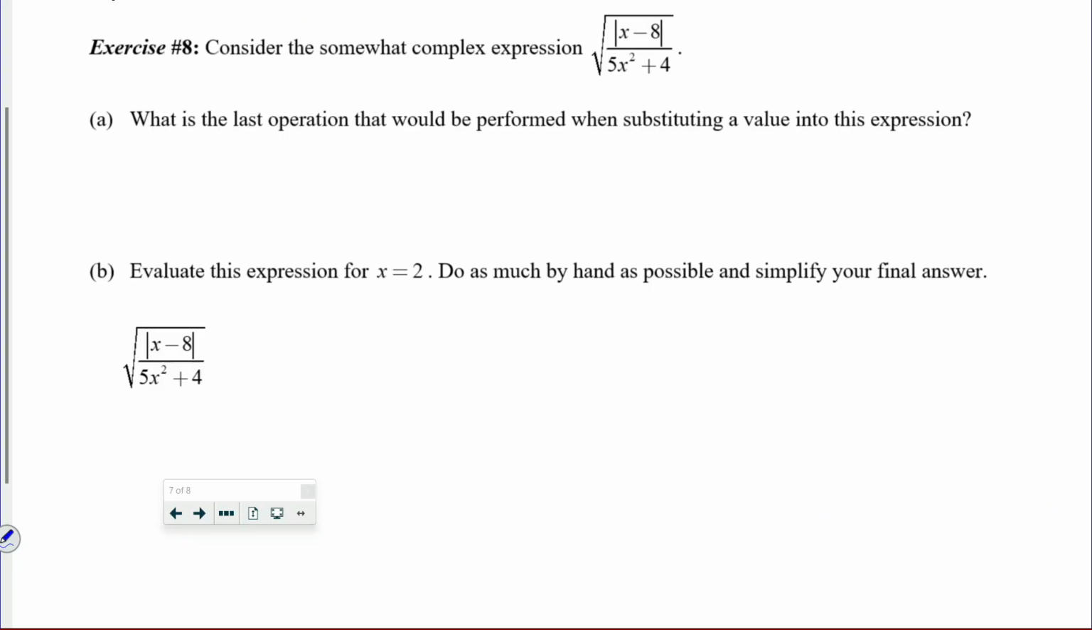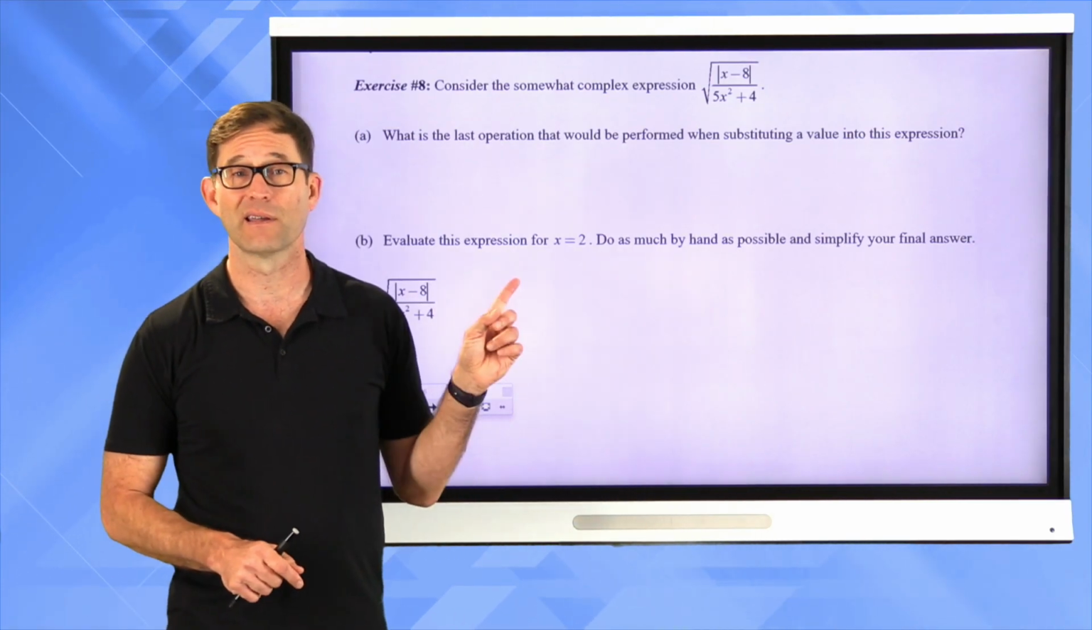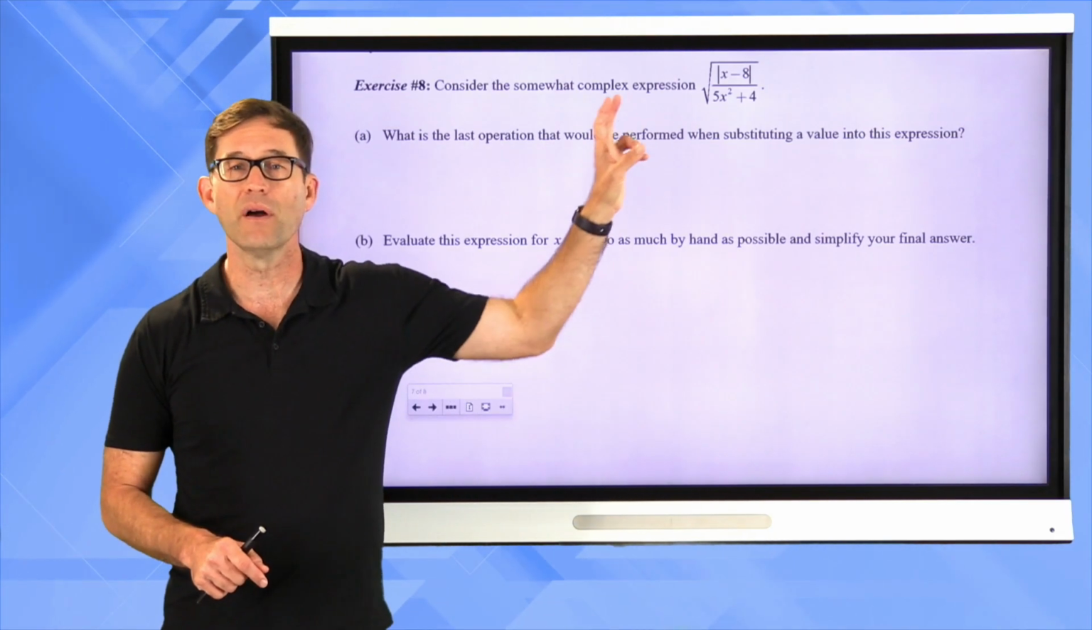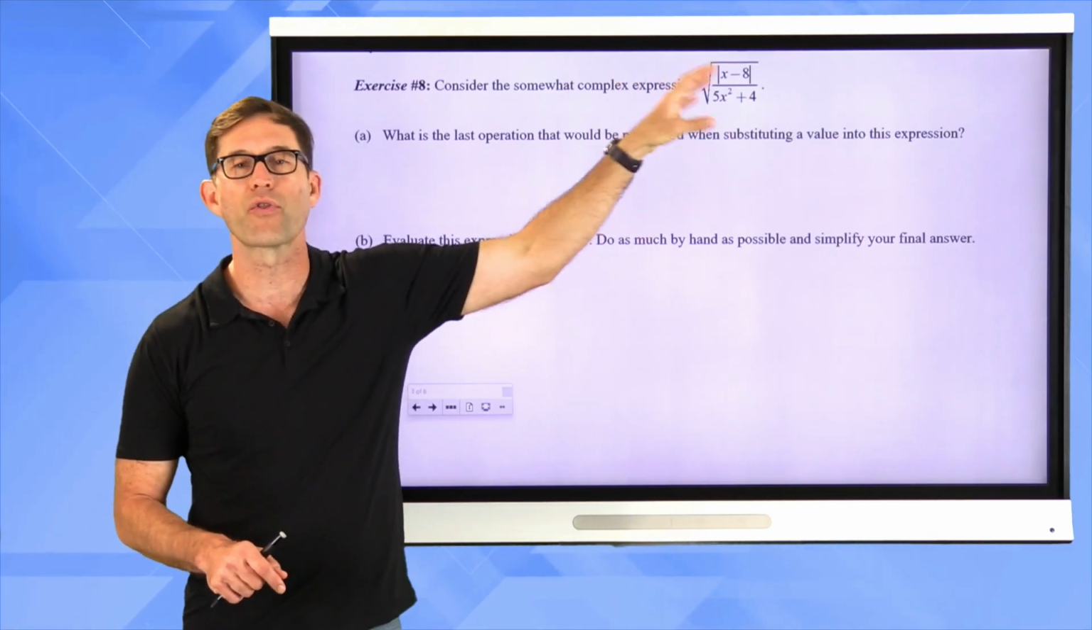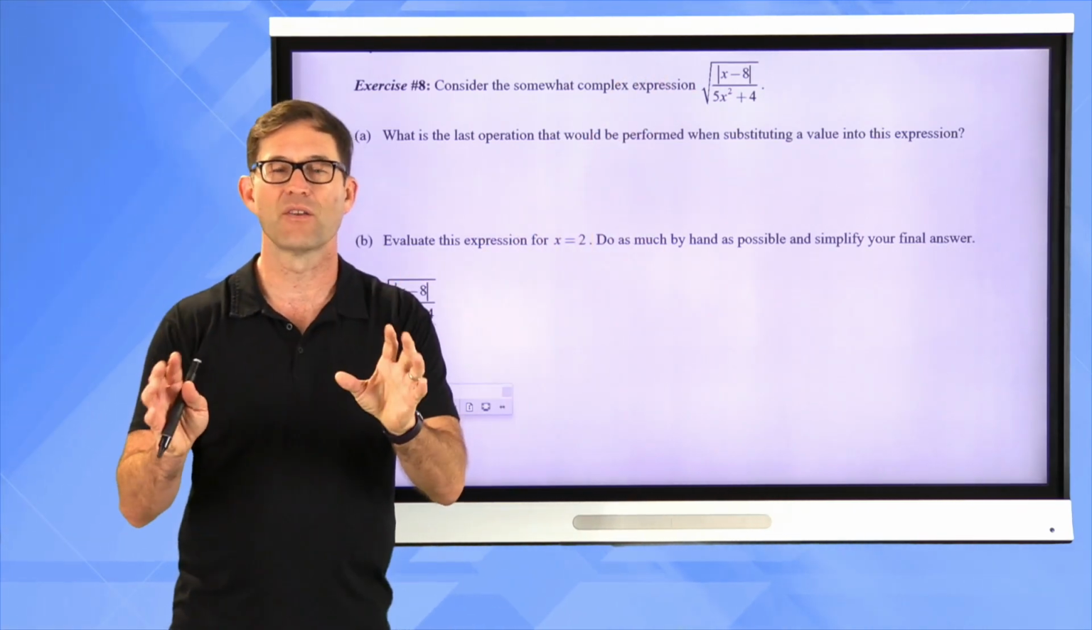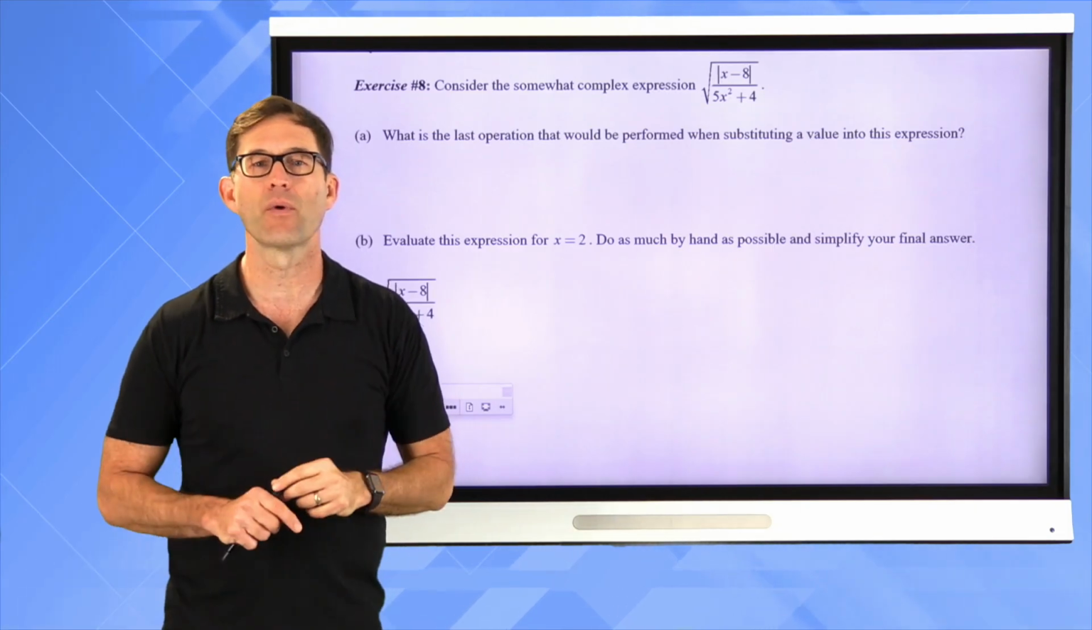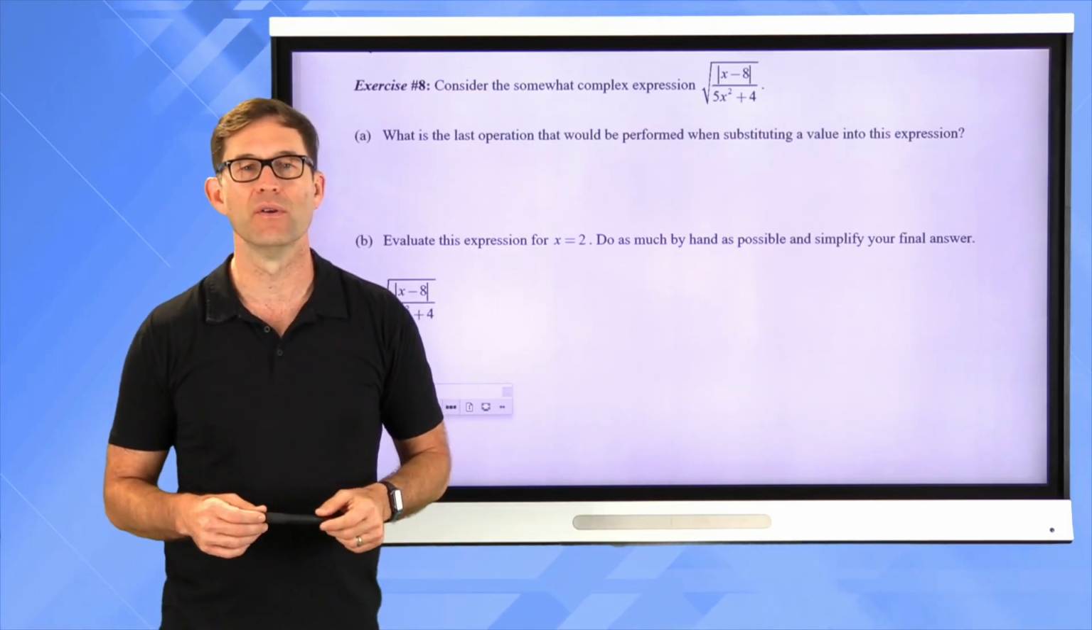Exercise number 8. Consider the somewhat complex expression, the square root of the absolute value of x minus 8 divided by 5x squared plus 4. Now, just looking at this expression, letter A, what is the last operation that would be performed when substituting a value into this expression? In other words, if I gave you a random value of x, like x equals 2, and I plugged it into this expression and I started to work through it all, what would be the last thing that would be done? Pause the video right now and write down the last thing that you would do.